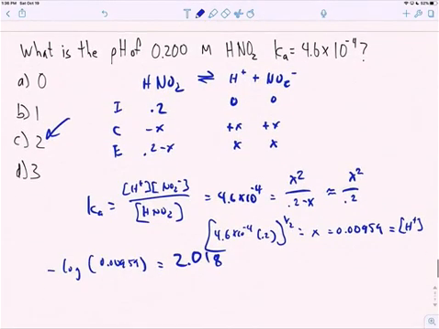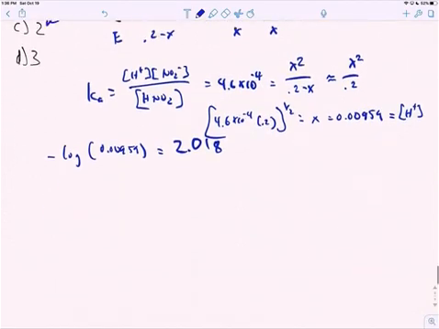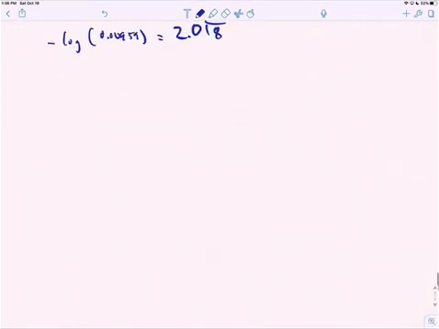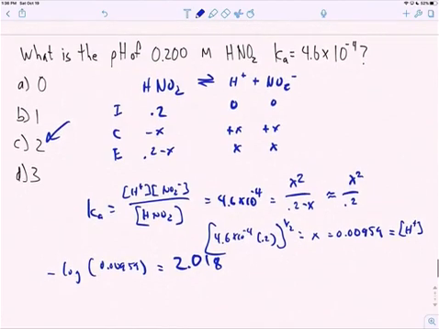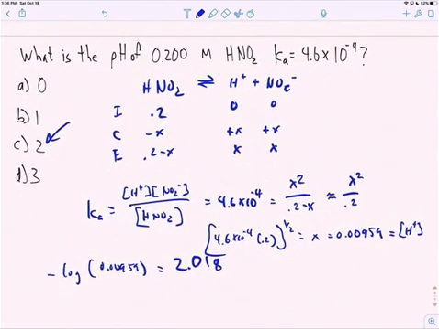All right, so why don't you try this one out for nitrous acid using the x is small approximation. See if you can get that there. And we are done with this section. So more is coming.